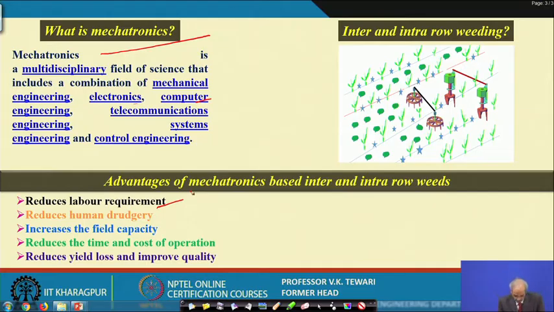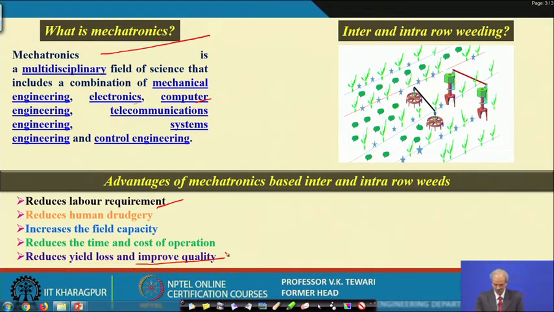Then it reduces the time and cost of operation. Yes, it will also reduce the cost of operation. It reduces yield loss and improves quality. Sure, when the losses are reduced, because the nutrients which the weeds were taking so long will now be utilized by the plant, and hence you will have a stronger, better crop, a stronger vigor of the plant, as well as better and stronger grains, and hence the quality of the grain will be better.